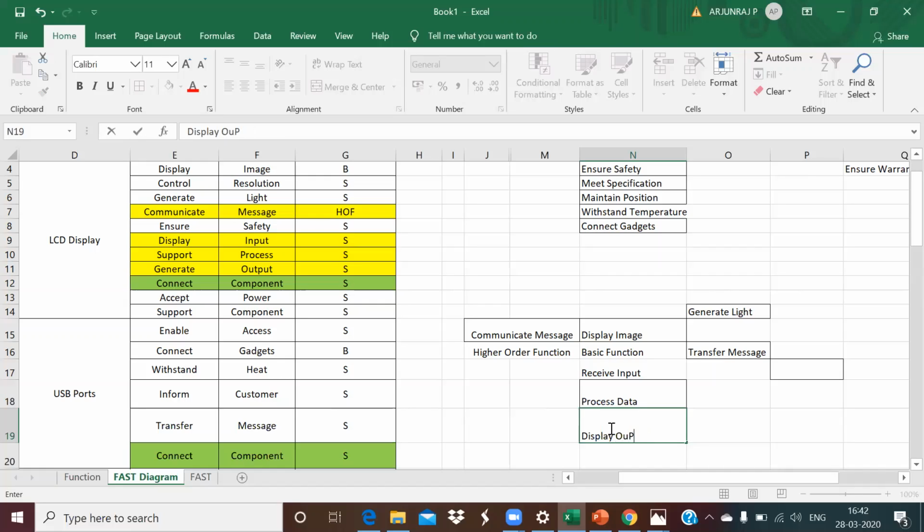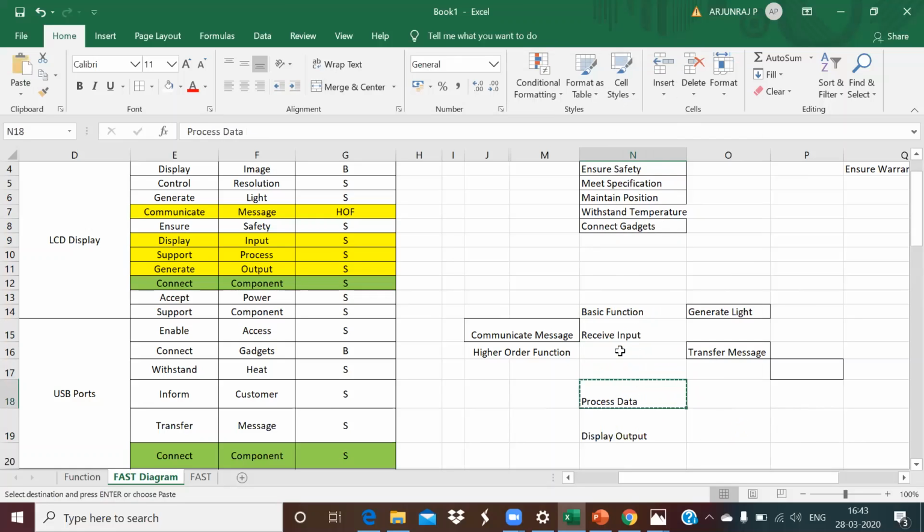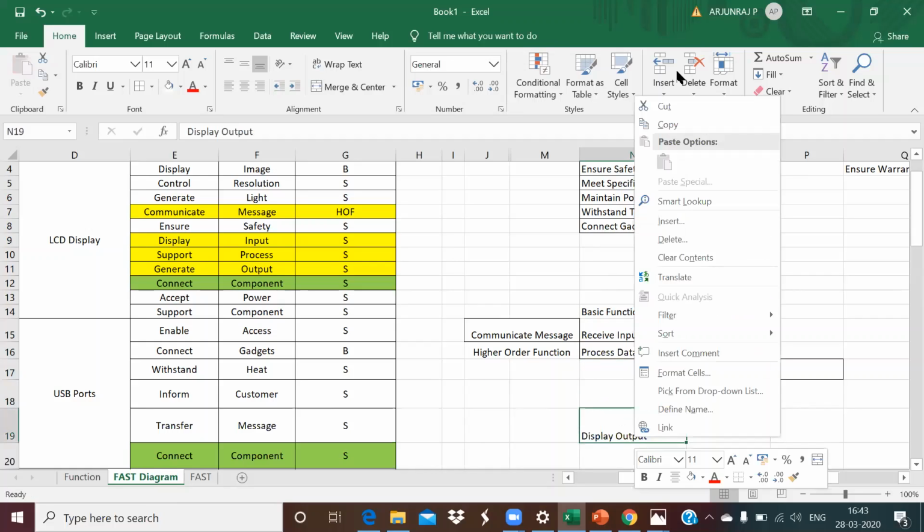Now I have one more idea. When you are doing the input, process, and output, I'm also ensuring that the image gets displayed. So it can be a simultaneous function. So all this can be the basic function: to receive input, to process data, and also to display output.